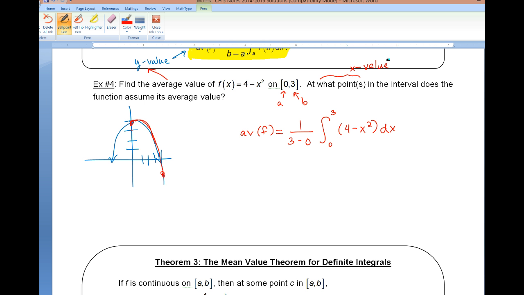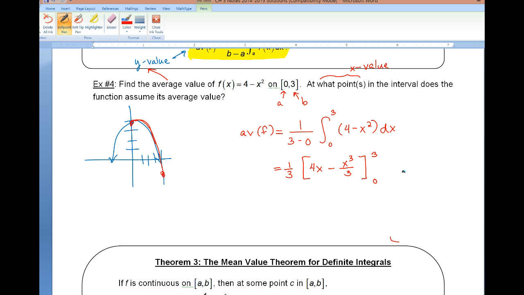So the 1/3 that you have out in front, just leave that as 1/3. Now, what's the antiderivative of 4? Think 4x to the 0, so it would be 4x. And what about x squared? It's going to become minus x cubed over 3, good. And we want to evaluate this from 0 to 3.